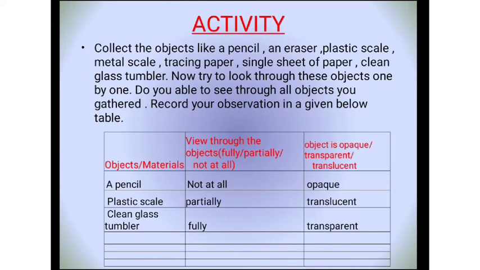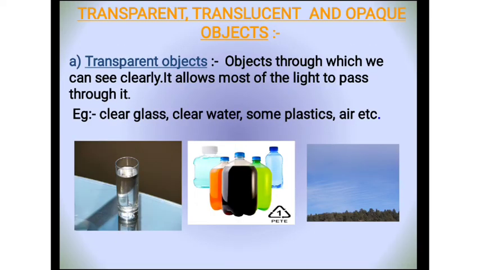Okay, next is an activity. Some objects are given, and we have to see through each object and come to the conclusion whether the object is opaque, translucent or transparent. So first of all you should know what is a transparent object, what is a translucent object, and an opaque object.